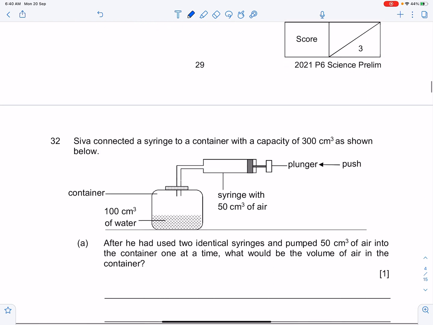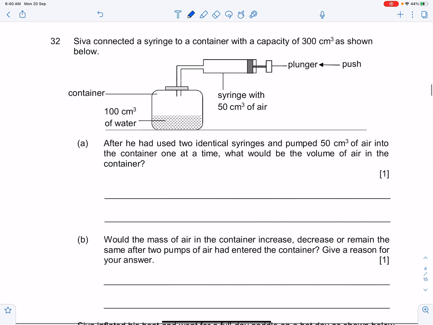Okay, moving on to question 32. Silver connected a syringe to a container with a capacity of 300 cm³ as shown. Okay, so the container has a capacity of 300. He then used two identical syringes and pumped in 50 cm³ of air into the container, one at a time. What would be the volume of air in the container? So the volume of air in the container will still be 200 cm³. Please be careful of your units.